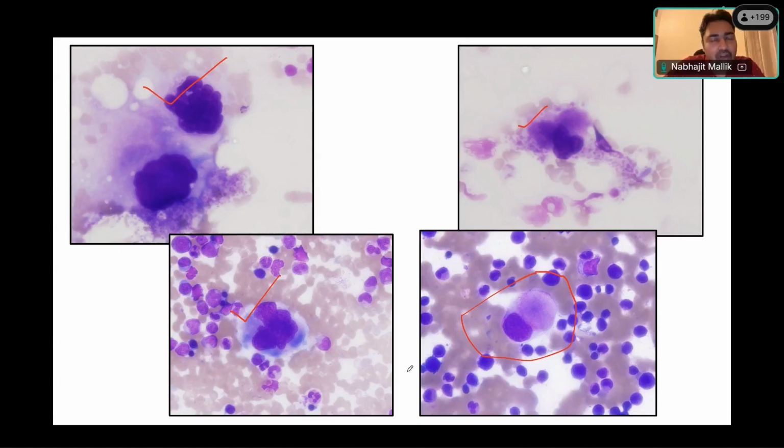Even multiple myeloma can be much better appreciated in the bone marrow biopsy and not in the bone marrow aspirate. Whereas the advantage the bone marrow aspirate gives is that the cellular morphology is best explained in the aspirate. So with that, we move ahead and we go to the bone marrow biopsy.